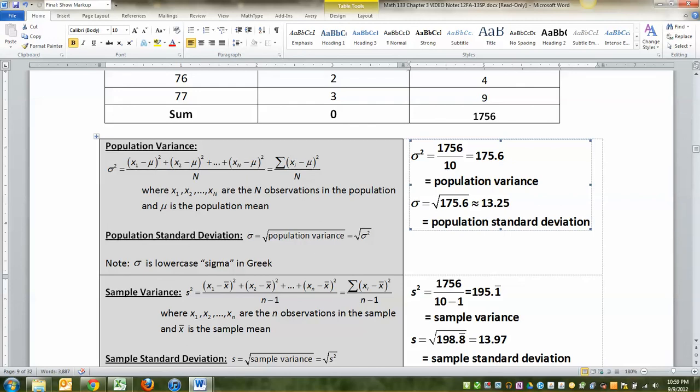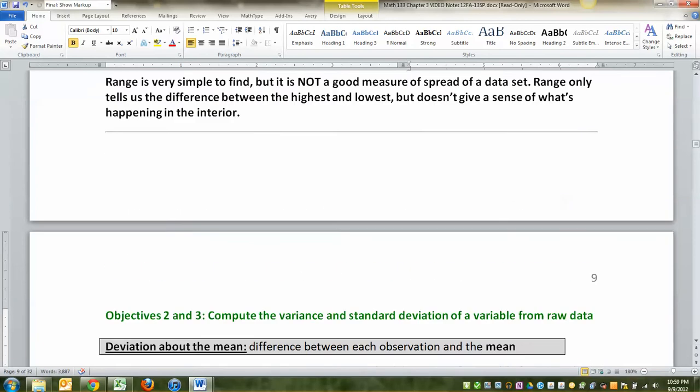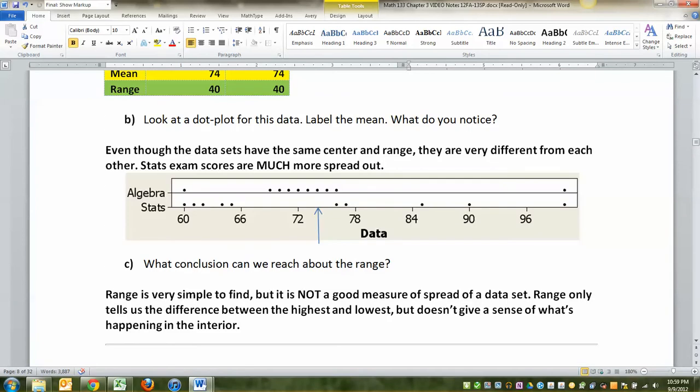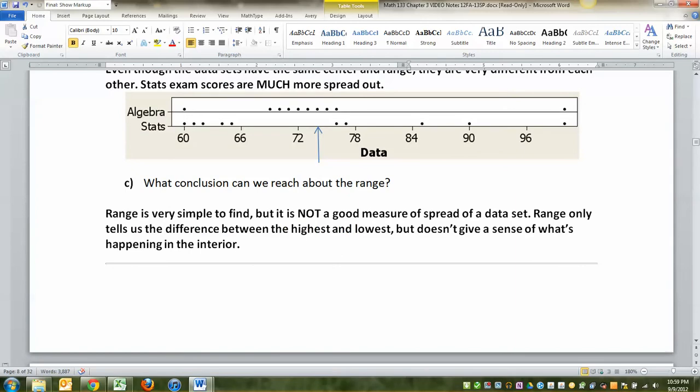Deviation, remember, is how far everybody is from the middle. Standard is just another way to say average. That's all standard deviation is. It's how far everybody is from the center. Back to the dots, it's how far these dots are from that arrow on average. Doesn't mean that it can't be higher than that or lower than that. It's just saying the bulk of the dots are within 13.25 of that arrow.